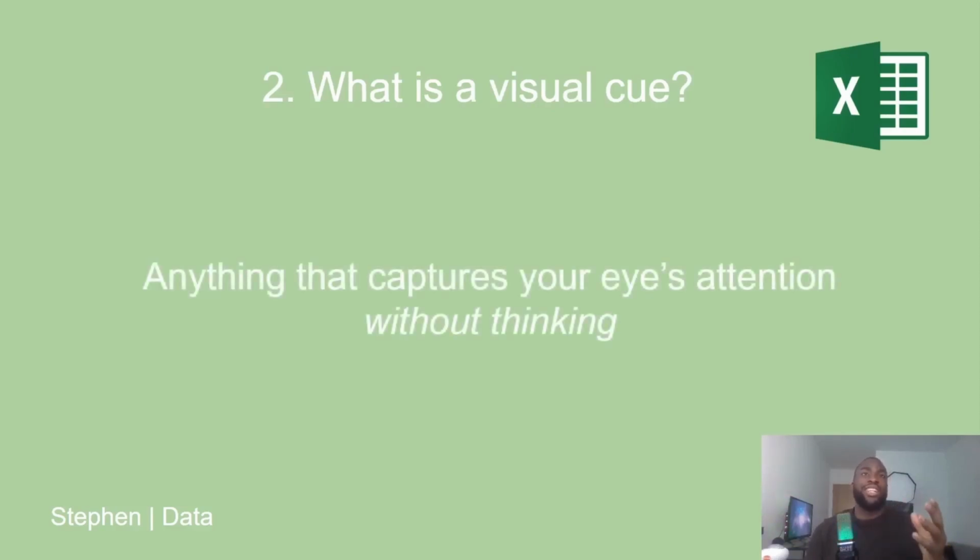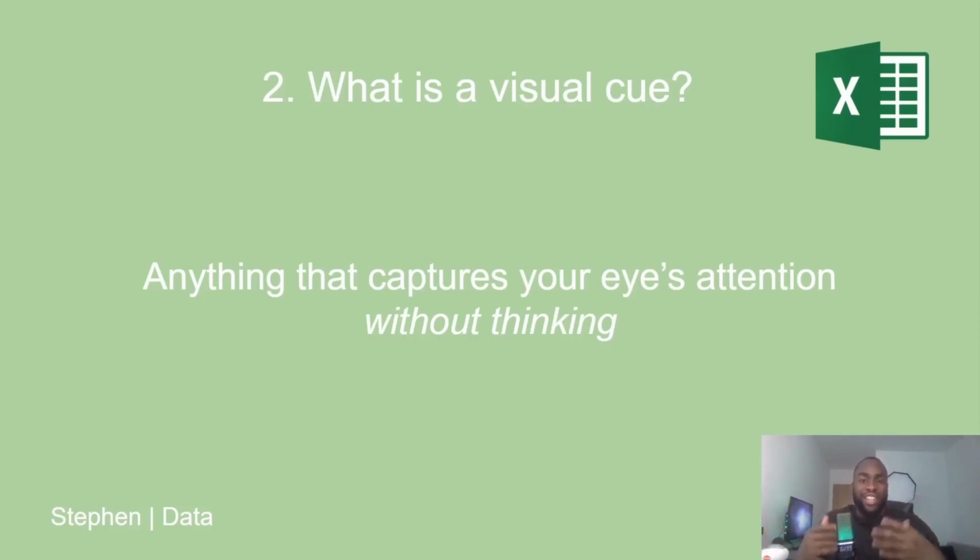A visual cue is anything that captures your eye's attention without thinking. It's something your eyes notice without you having to read a sentence or doing any maths in your head. A good example of this would be going to a public toilet. All you see is green for vacant or red for occupied. You just see the color and you know what to do with it. It's the exact same thing with Excel.